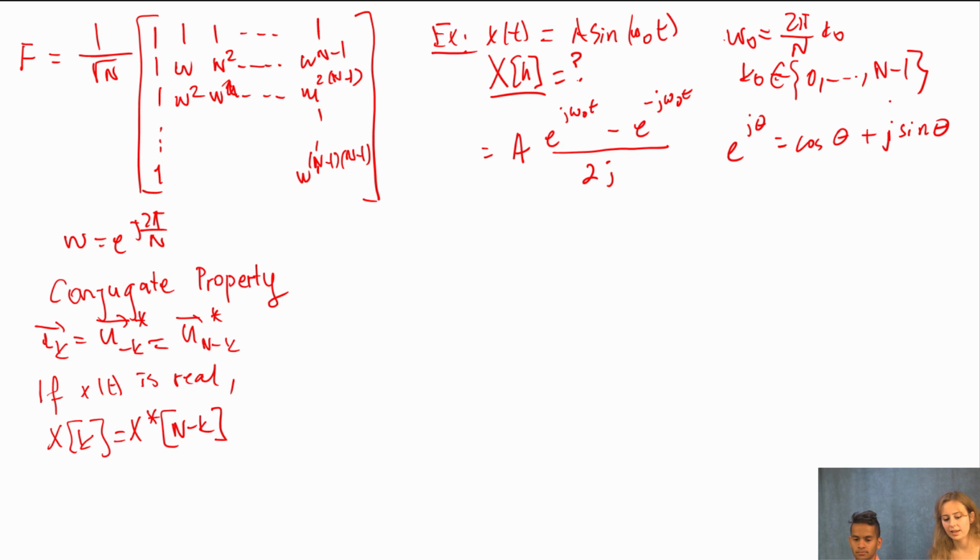So if we know this, we're at the end of the day trying to pattern match it to the coefficients of the U_k. So we can write omega naught, I'll go one step further, as e to the j 2 pi over n k naught.